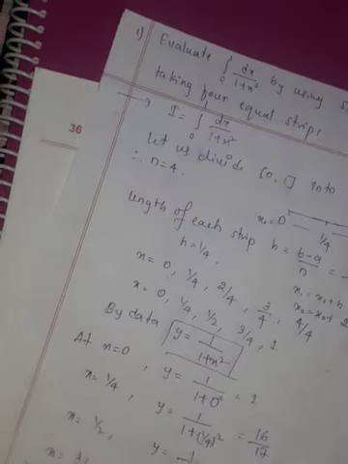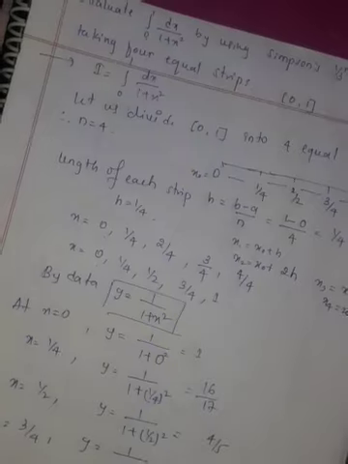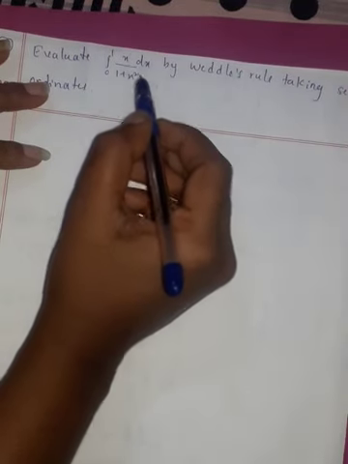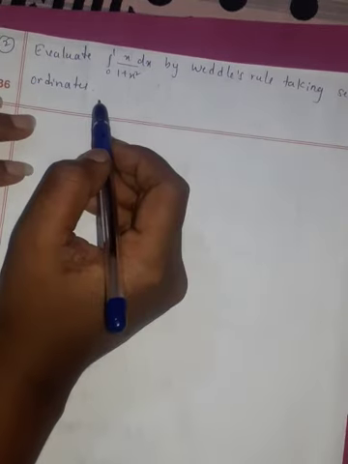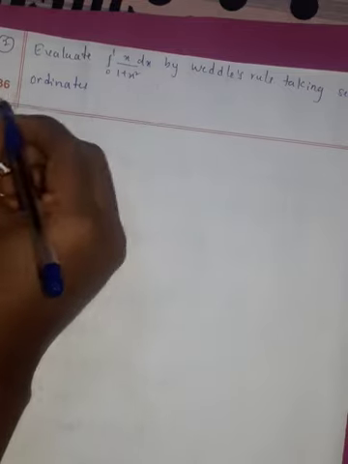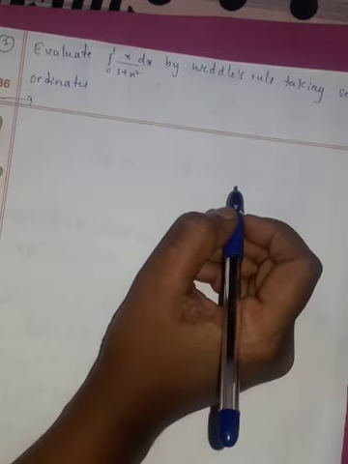Let us solve another example, that is on Simpson's. We apply now Weddle's rule. Here I have taken another example. Evaluate integration from 0 to 1 of x divided by 1 plus x square dx by Weddle's rule taking 7 ordinates. You can see here they gave, we have to take 7 ordinates.